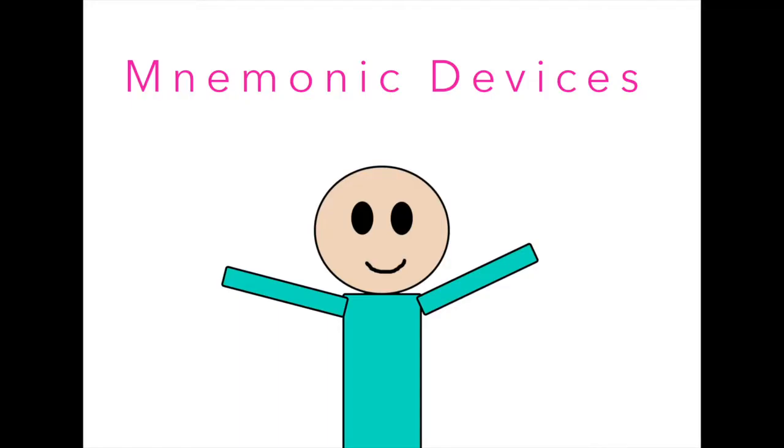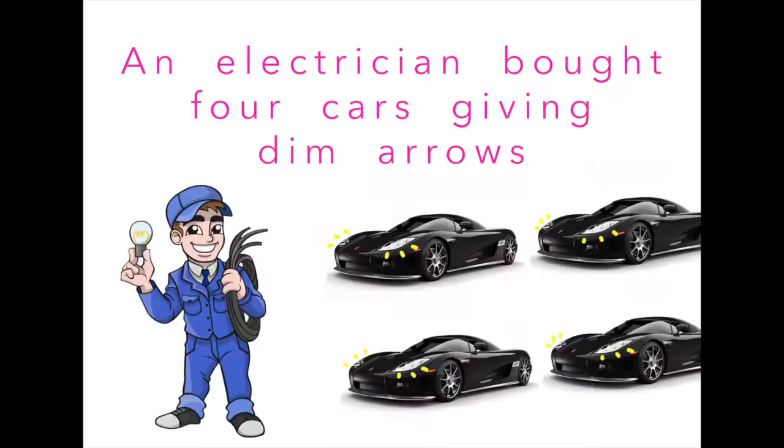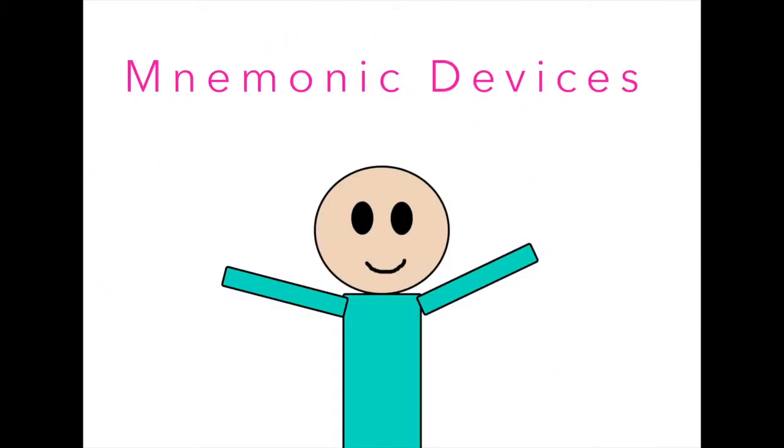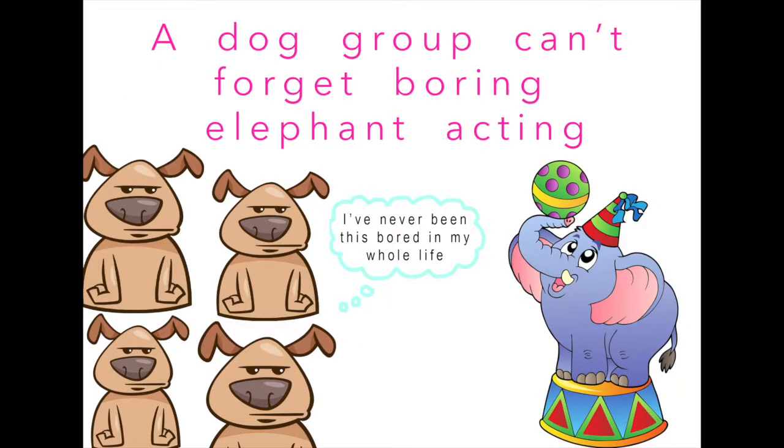One helpful technique to remember the minor scales in increasing order of sharps is to use a mnemonic device. An electrician bought 4 cars giving dim arrows. A mnemonic device you can use to remember the minor scales in increasing order of flats is a dog group can't forget boring elephant acting.